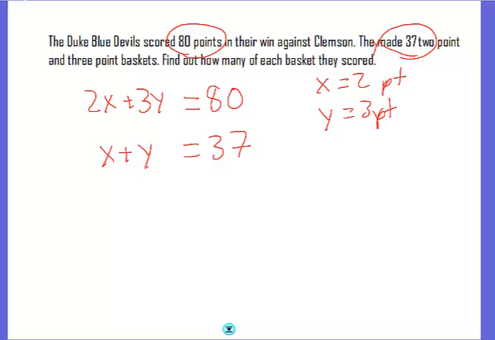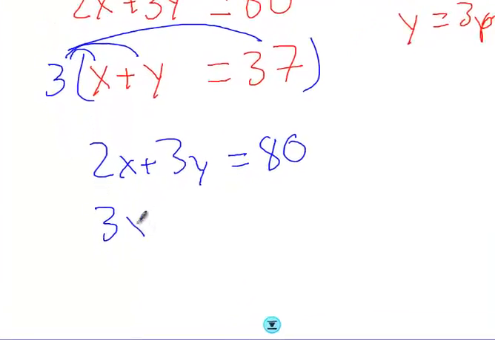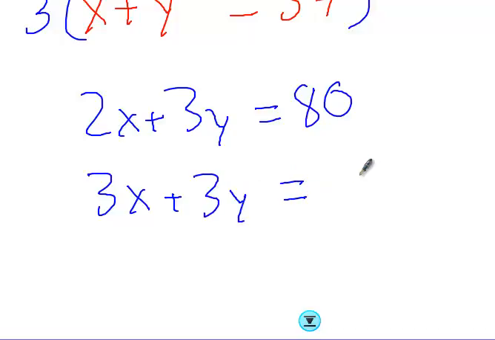All right, so again, we must eliminate x or y. So I'm going to multiply this whole second equation by 3 so I can eliminate the y's. So again, it's 2x plus 3y equals 80. Just rewrite the top equation. 3x plus 3y equals, what is that, 111? Because 37 times 3 is 111. Now, we have a positive 3y and a positive 3y. If we subtract them, they cancel.